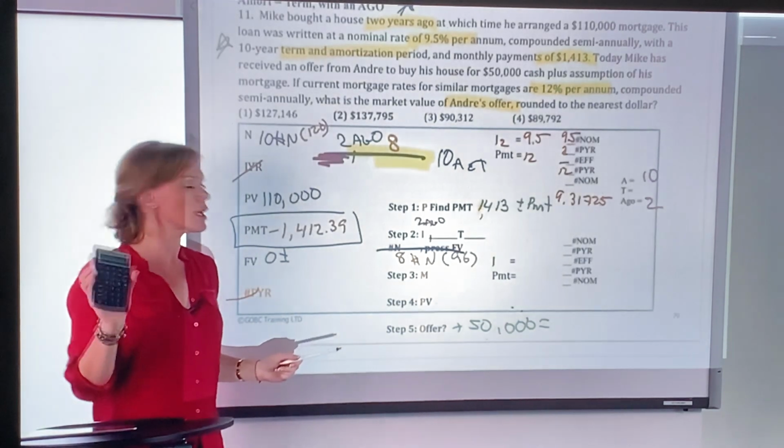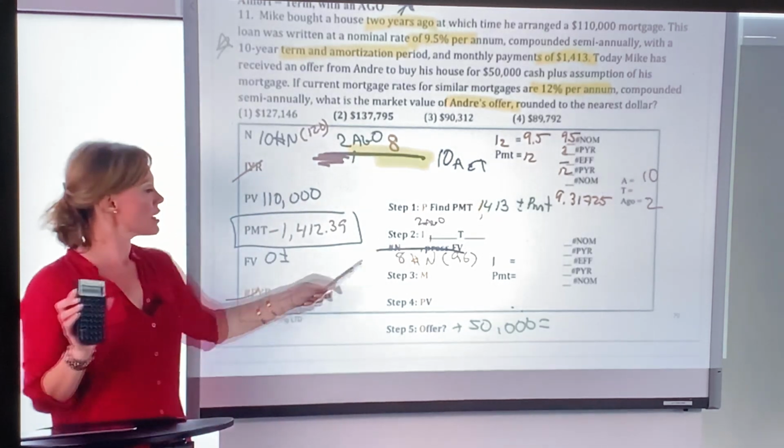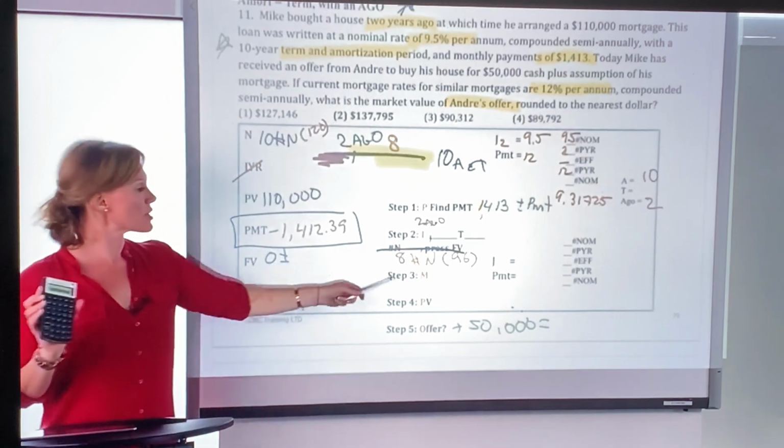Don't press the future value. If you press the future value by mistake, you would have to put 0 back into the future value because we didn't do the balance. And then do 8 shift N again. Step 2 is finished. Step number 3 is your market rate.